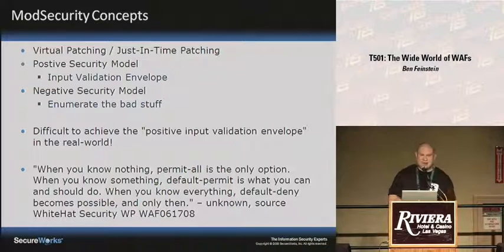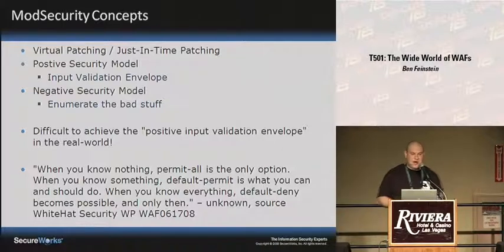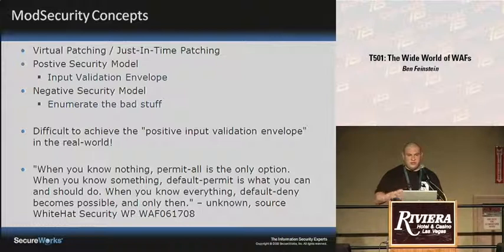So in the real world, it's extremely difficult to achieve this positive input validation envelope. Most large organizations have a wide range of web apps out there. There's a lot of code running. It's a major task to model these applications, identify the parameters, and create that positive input validation envelope. Now, there are some tools, and these products typically have learning modes where they observe the web traffic on your application and try to build that positive input validation envelope.